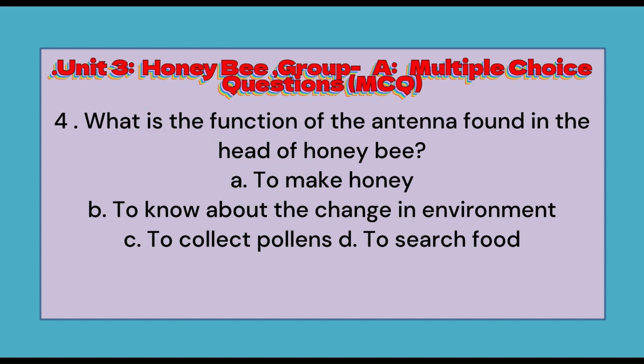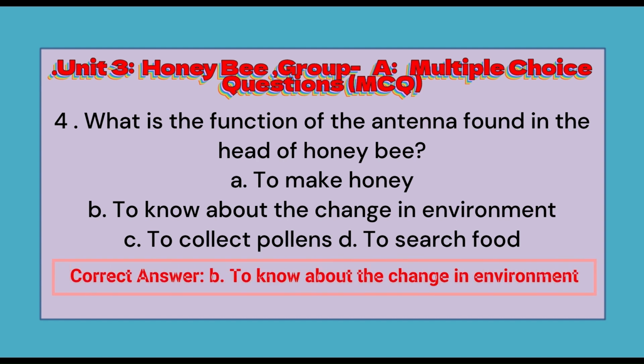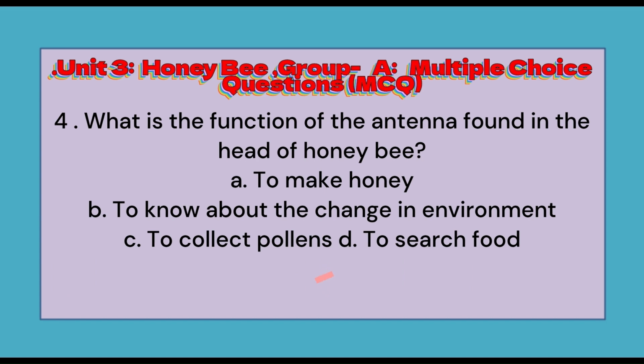4. What is the function of the antenna found in the head of honey bee? A. To make honey. B. To know about the change in environment. C. To collect pollens. D. To search food. Correct answer: B. To know about the change in environment.